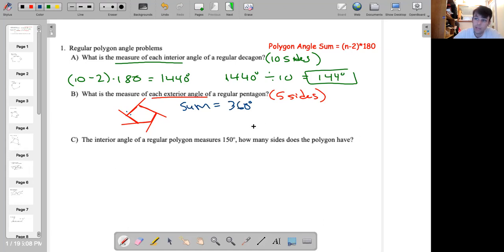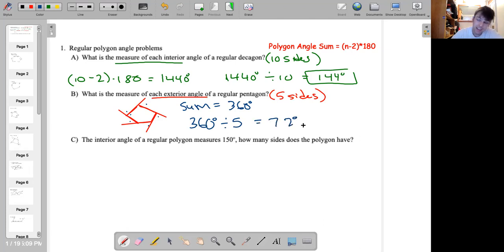So in this case, if we have a pentagon, there are going to be 5 exterior angles here, just like there are 5 interior angles. So we take our sum, divide by 5. So 360 divided by 5 is 72 degrees. So each exterior angle will be 72.